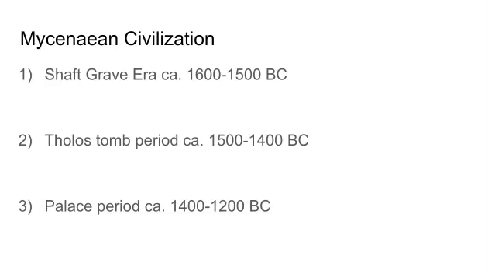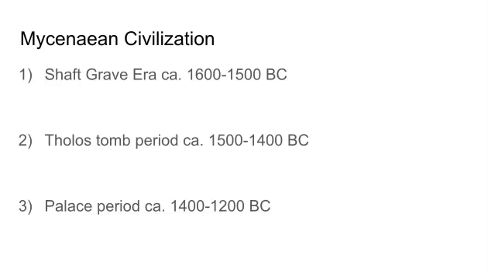The first is called the shaft grave era. The second is what's known as the tholos tomb period, just after a type of tomb that's built during those years. And then finally, the period of the palaces, where we see the building of the walls and so on. Now, these are just 3 categories that your textbook uses to trace Mycenaean civilization.